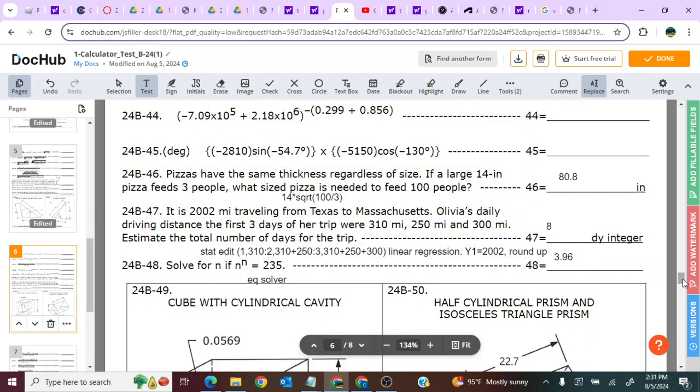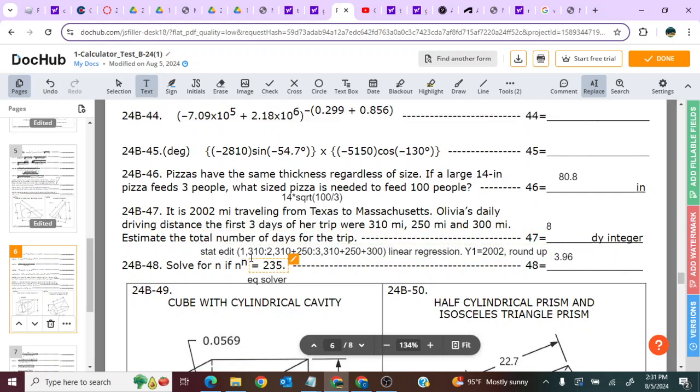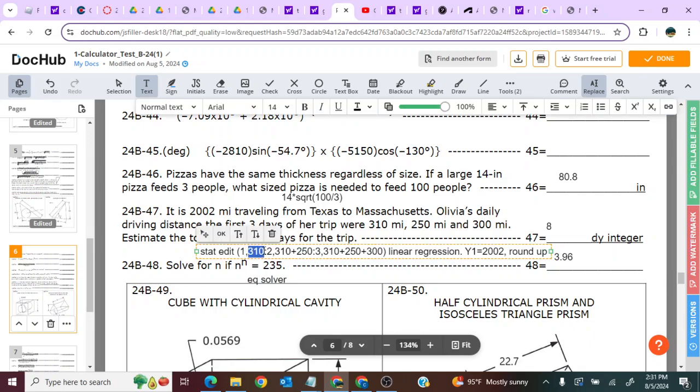Okay, 47 is 2,002 miles traveling from Texas to Massachusetts. Olivia's daily driving distances for the first 3 days were 310, 250, and 300 miles, and you estimate the total number of days for the trip. Well, the way that we found they want you to input this data is day and then the total distance traveled. So after 1 day, you traveled 310 miles. After 2 days, you traveled a combined 310 plus 250. And after 3 days, you traveled the entire distance combined.